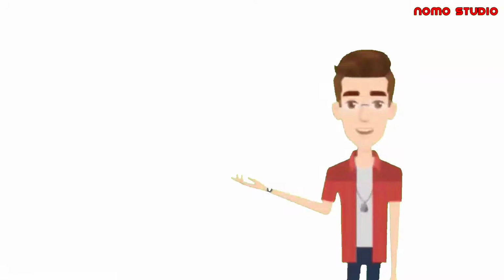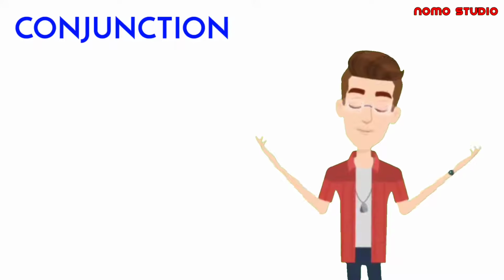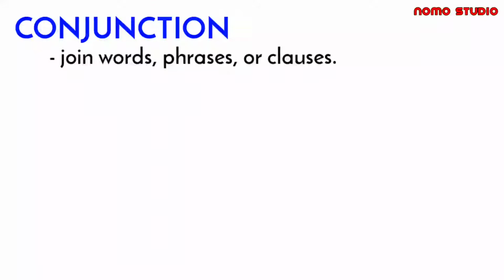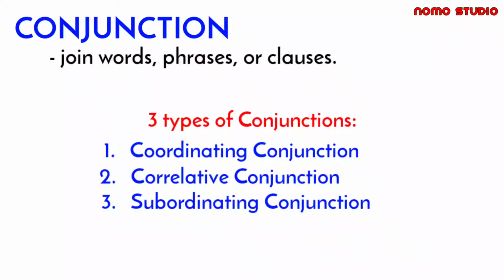In this video, we will take a short review about conjunction. By the way, what is a conjunction? A conjunction joins words, phrases, or clauses. We will also tackle the 3 different types of conjunctions that indicate different relationships between the elements joined.